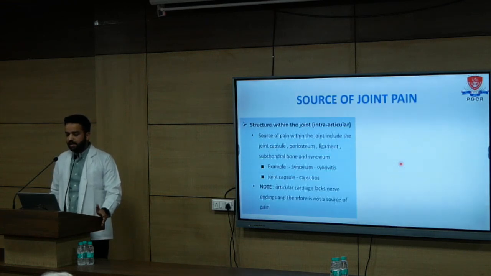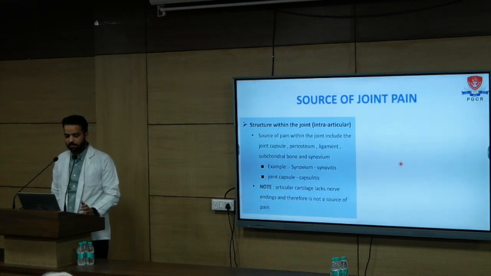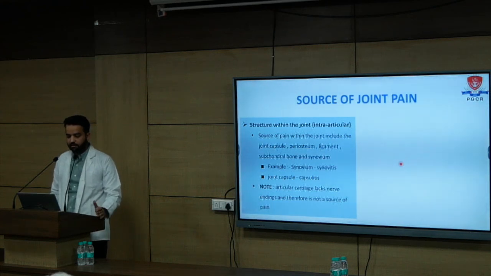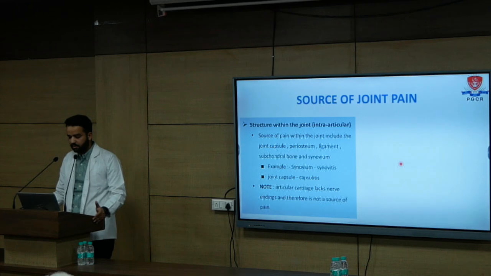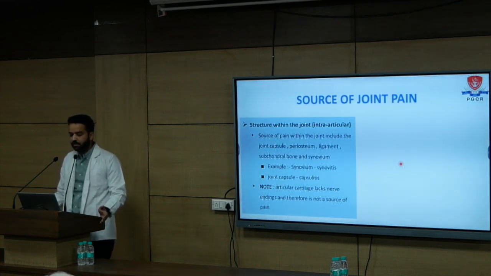Sources of joint pain can be due to structures within the joint or outside the joint. So I will first discuss the structures within the joint, known as intra-articular, which consist of capsule, periosteum, ligaments, subchondral bone, and synovium. Inflammation of synovium is known as synovitis, and inflammation of joint capsule is known as capsulitis. We should note that even though articular cartilage lies within the joint, it is not a source of pain due to lack of nerve endings.